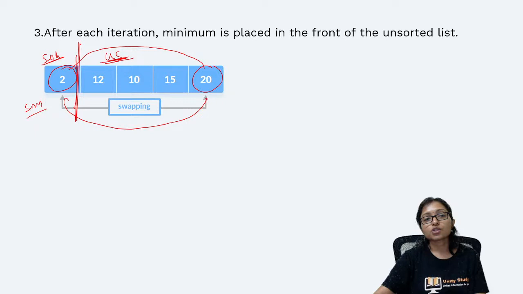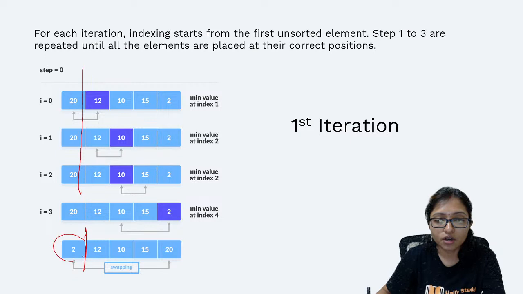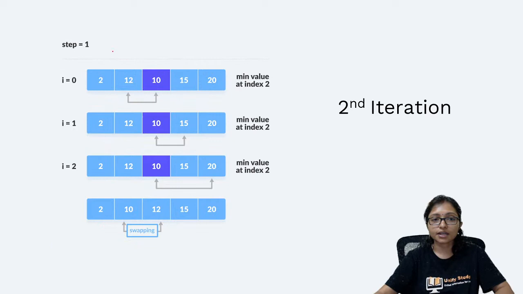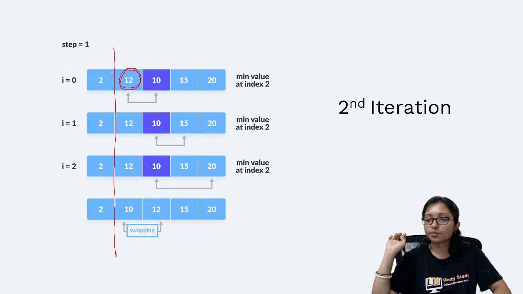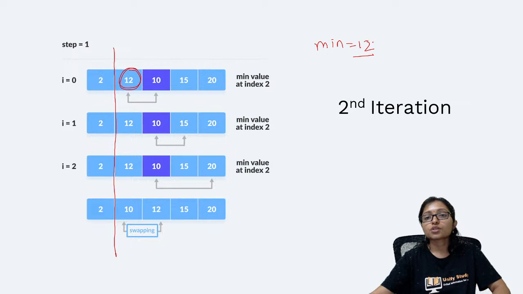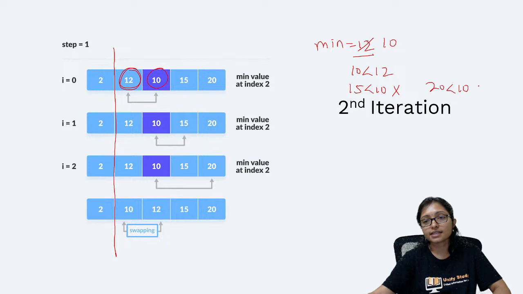Now you will start from here. In the remaining part we will do the next iteration. The second iteration will start from the next element. Same way we will do here. Minimum is my 12. Is 10 less than 12? Yes, it is updated to 10. After that, is 15 less than 10? No updation. Finally you compare: is 20 less than 10? No updation. So no updation here.